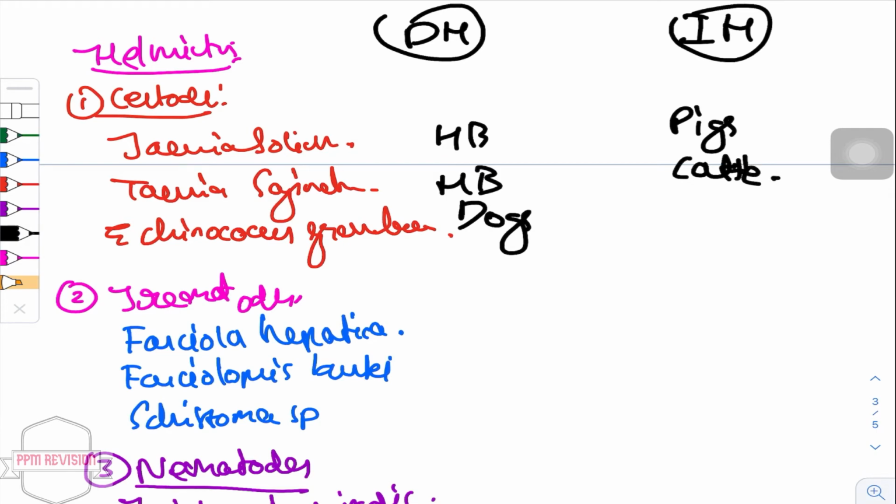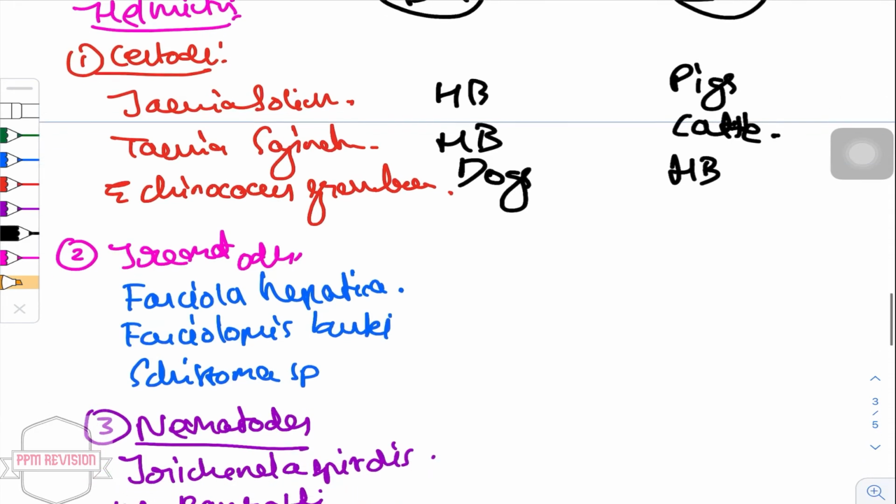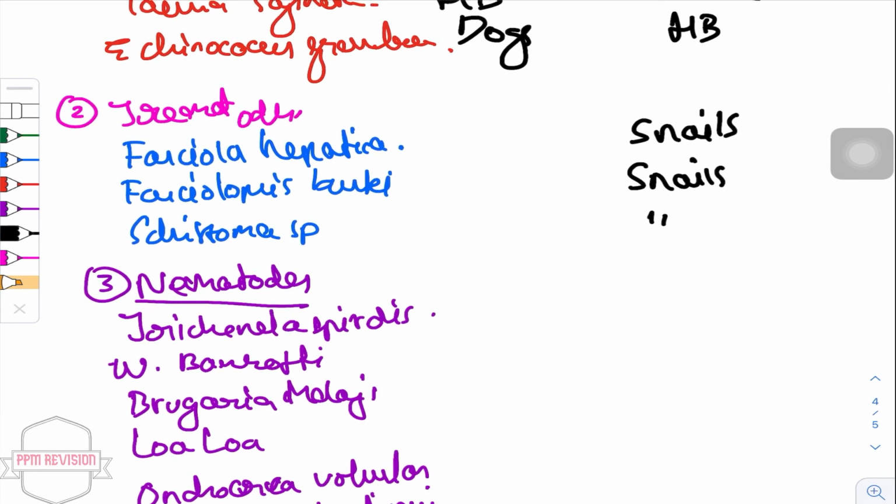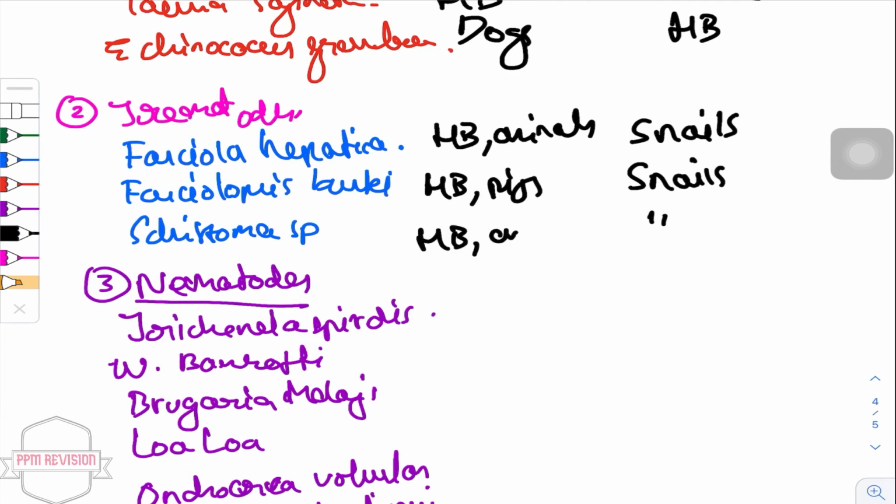And then moving on, after cattle there is again human beings. Next, in case of Fasciola species, it is the snails which act as intermediate host. Snails, same. And in case of definitive host, it is the human beings and animals. Here also it's human beings and pigs. Here it's human beings and animals.